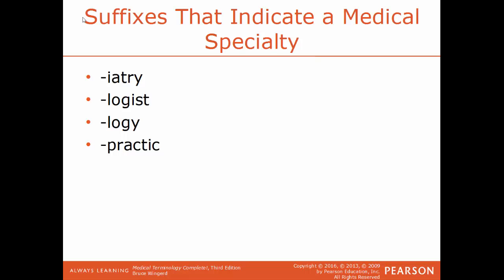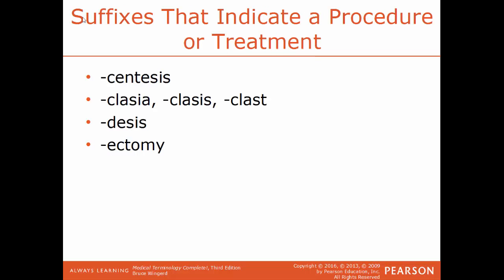So a chiropractor breaks down into someone who uses their hands to heal. Alright, suffixes that indicate a procedure or treatment. Centesis, this is the withdrawal of a body fluid, such as amniocentesis, the taking out of amniotic fluid when a woman is pregnant to do medical testing. See the next three, clasia, clasis, and clast all mean the same thing. They all mean to break.